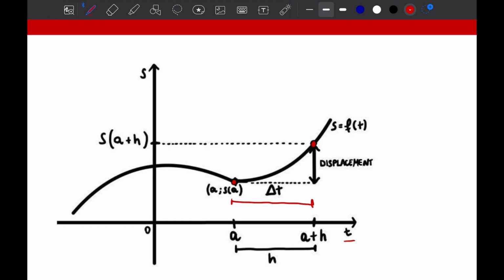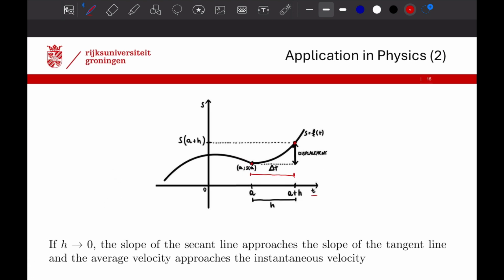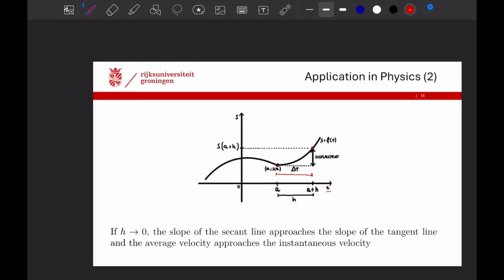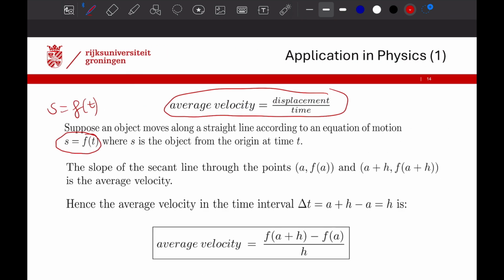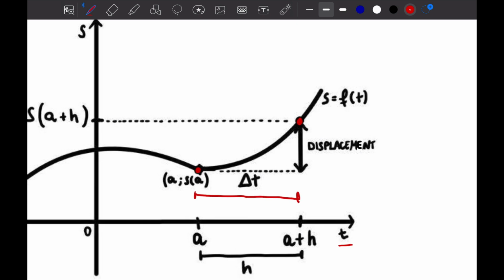And the second point has coordinates a plus h, s of a plus h. So now let's compare it to this formula that we're all familiar with. Let's just try to interpret it on the graph. The displacement is the difference between the final position of the object and the initial position, right? So the displacement is actually this difference here. It's the delta y. It's basically the difference between the y coordinate of the final point and the y coordinate of the first point.